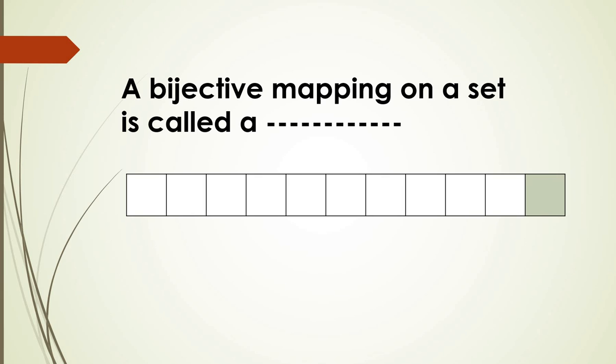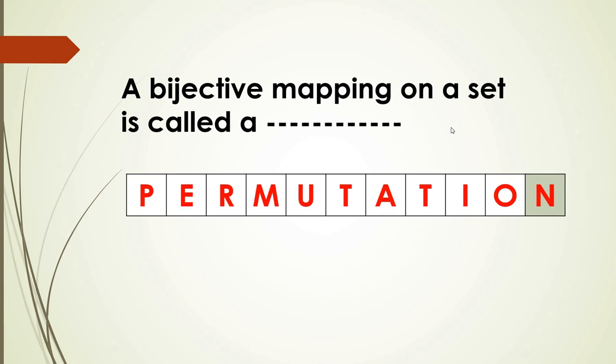A bijective mapping on a set is called a dash. Very, very simple question. Remember I said already, on a set means your domain and codomain are both the same. So a bijective mapping from S to S is called by a special name, permutation. And in your syllabus, you study about the permutation group on n symbols.